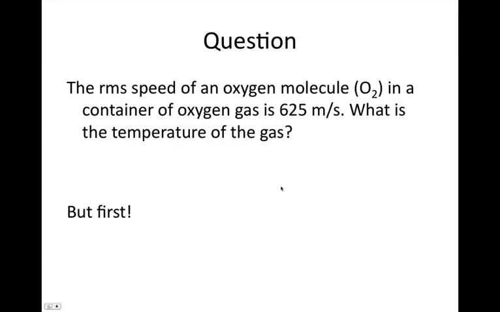Okay, so a question. The root mean squared speed of an oxygen molecule, remember oxygen's one of those diatomic ones, so it's O2, in a container of oxygen gas is 625 meters per second. What is the temperature of the gas? But first, before we answer this, we're going to have a quick look at what we actually mean by root mean squared.